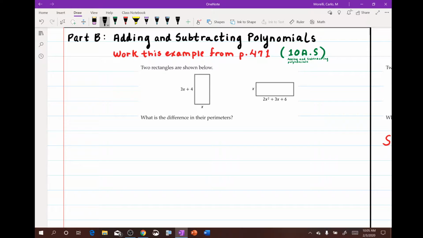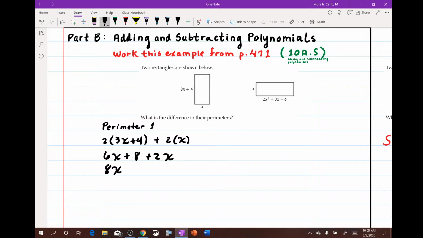Okay, so how do we do this? Well, the first step is to find each perimeter. We'll find the perimeter here. We'll call this perimeter 1. Two times (3x + 4) plus 2 times x. That's 6x + 8 + 2x. That's 8x + 8.